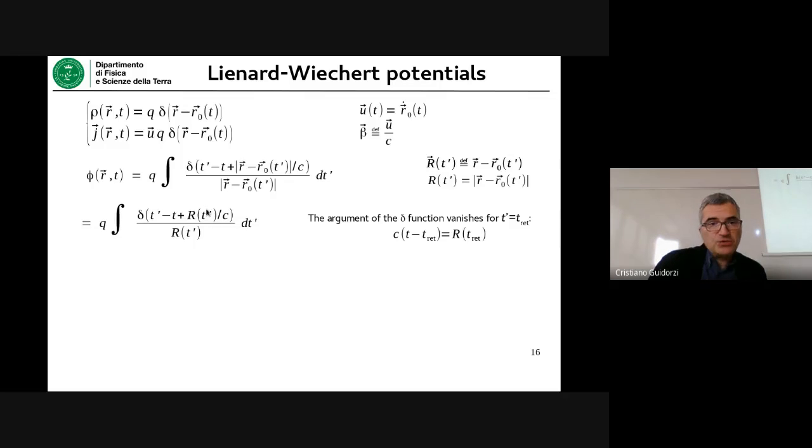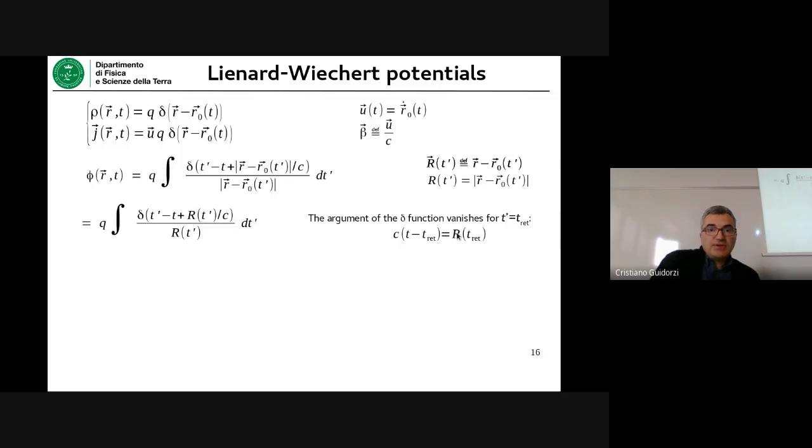But you can impose a condition which determines the specific value of t prime which makes the argument of the delta function vanish. We call this special value of time t ret, which, as you may understand, stands for retarded time. Why? Because if t ret is the solution which makes the argument of the delta function vanish, it means exactly that capital R evaluated at t ret is the light travel time times c, of course. So the path traveled by light in the time t minus t ret has to be equal to the distance.